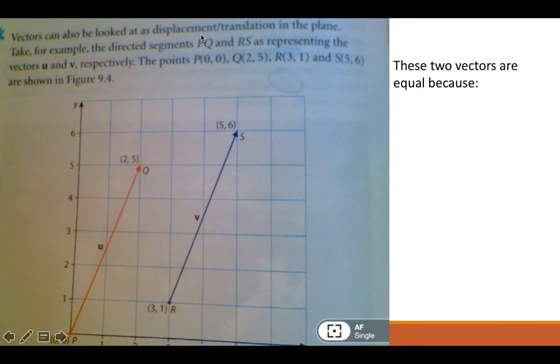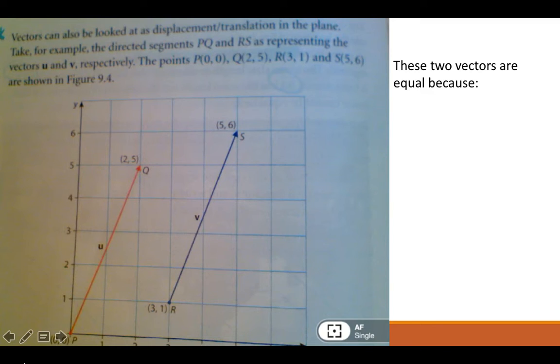Vectors can be looked at with displacement, translation in the plane. So this is on the coordinate plane. Here are two directed segments, PQ, that's this one, and RS. u and v are what we're going to call these vectors. These two vectors can be shown equal because two things are true about them. They both are starting low and ending high, so they have a positive slope. They're both going upwards, and they're going up 5, 2, and then 5, 2.